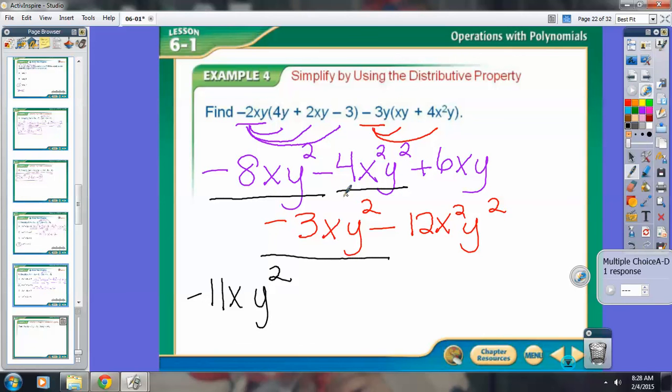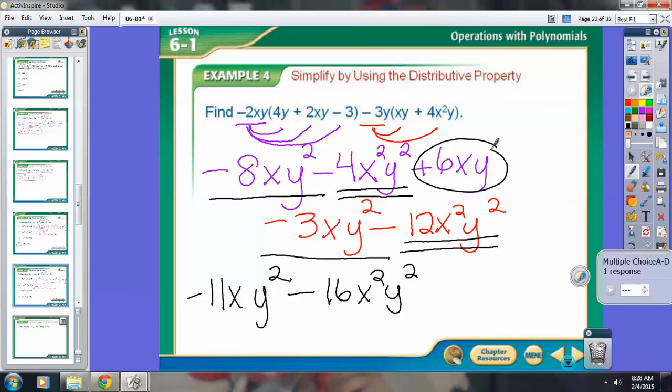So to my next term, I have negative 4x squared y squared. I can combine that with negative 12x squared y squared, which is negative 16x squared y squared. Is there anything to add to 6xy? There's not, so we'll just bring it down.